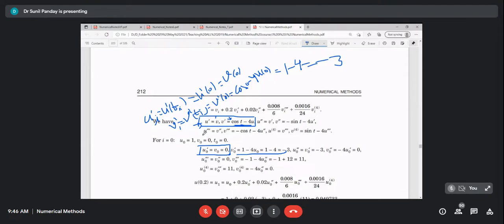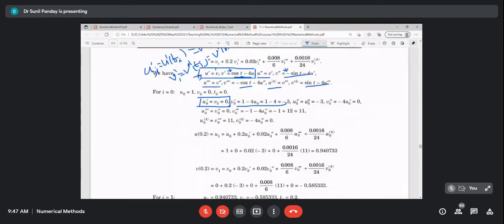You substitute all these values and you will get the expression for v double dash also. Then you calculate u triple dash. u triple dash is equal to, because u double dash is v dash, so triple dash is v double dash, and then you substitute the v double dash value from here. Then you differentiate it one more time and you will get this, and then the fourth differentiation is this one, and then you again differentiate it and you will get this one.